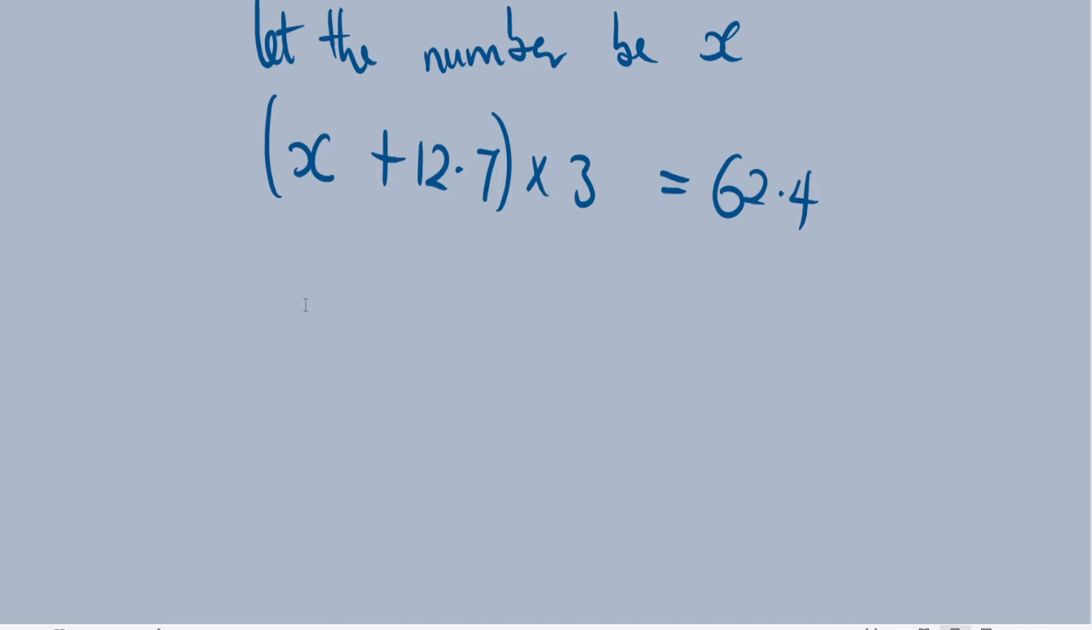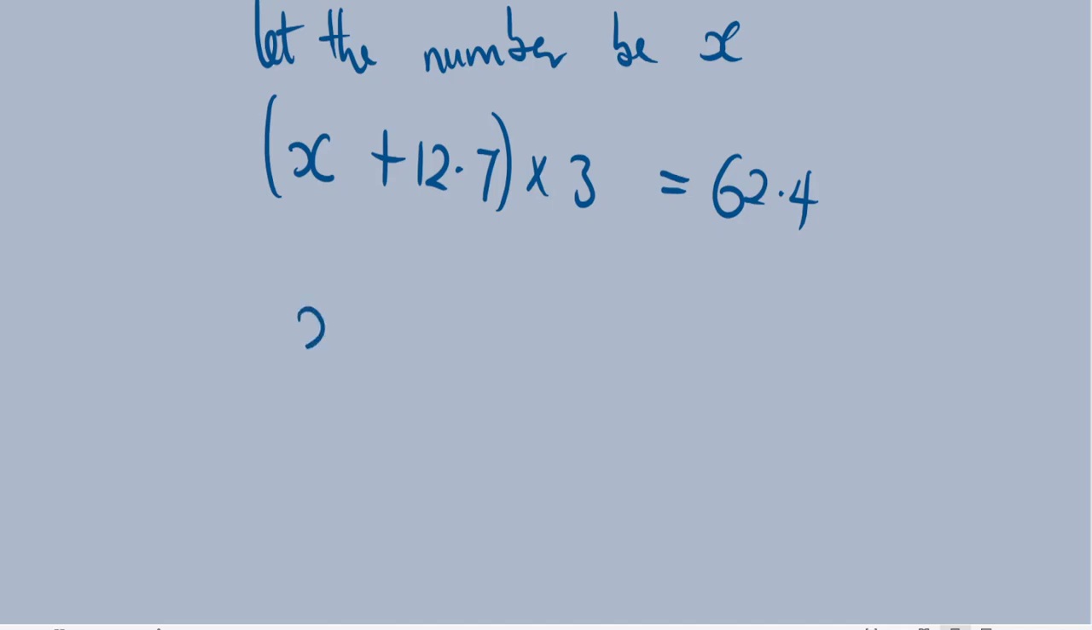To get the value of x, remove the farthest operation from this x, because what we want to get is x. Remember, when a number is connected to a variable by multiplication, you can remove it by division. If it is connected by addition, you remove it by subtraction. If it is connected by subtraction, you remove it by addition. So what do you need to do now?